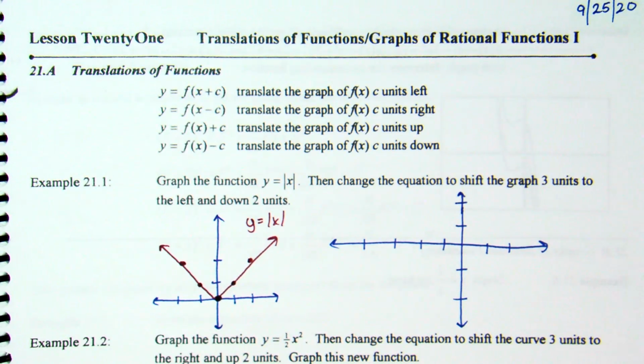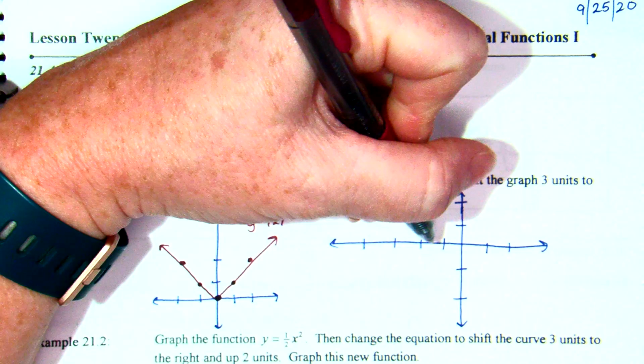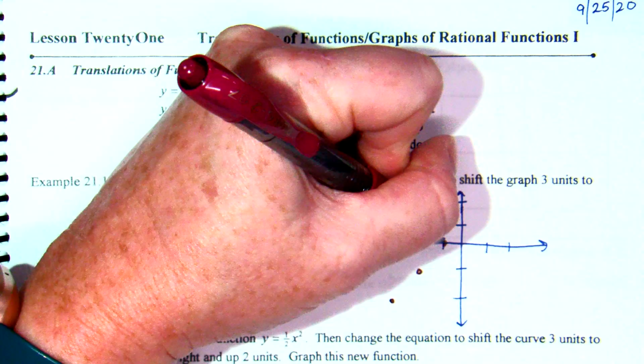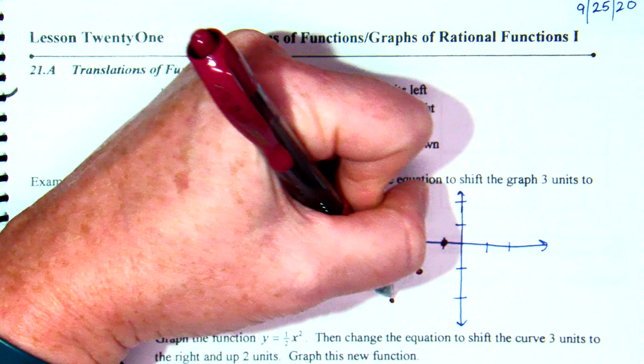Okay, so 3 units left, 1, 2, 3, down 2 units. My new vertex is here, yes? And then what am I doing on each side? Same thing, right? Up 1 over 1, up 1 over 1. It doesn't say to, but I have it written here, so let's practice. How would you write the equation for this?